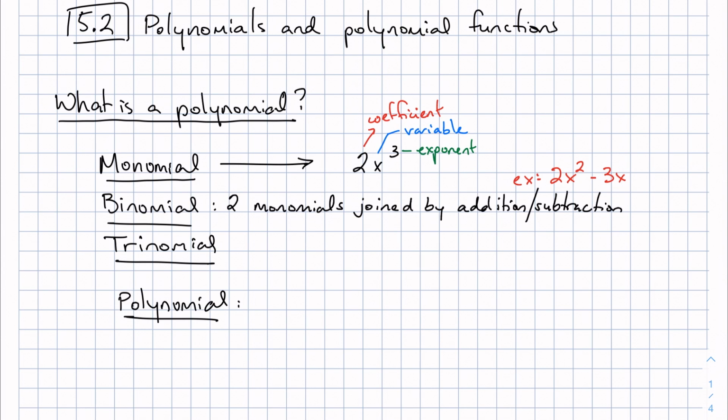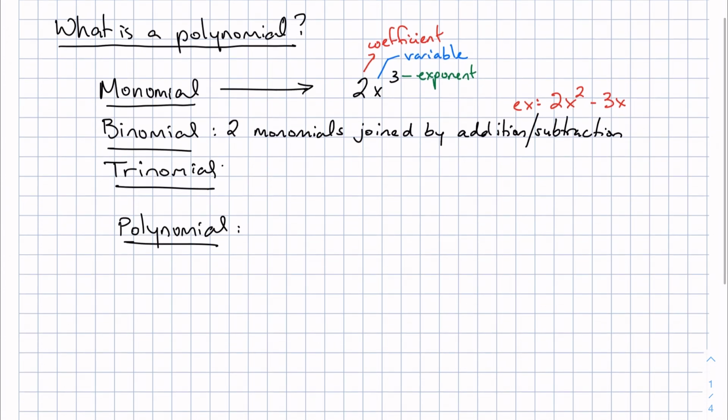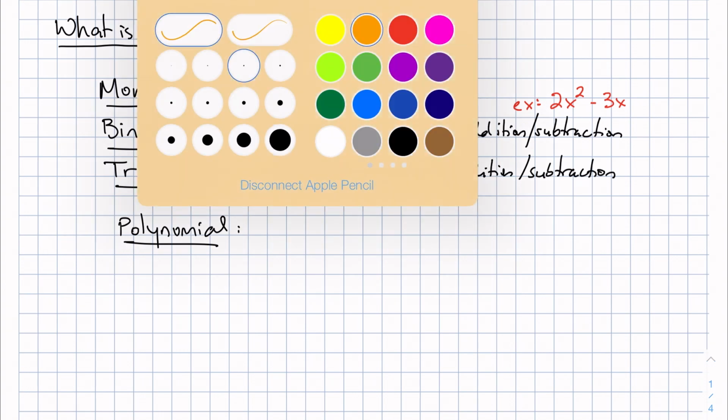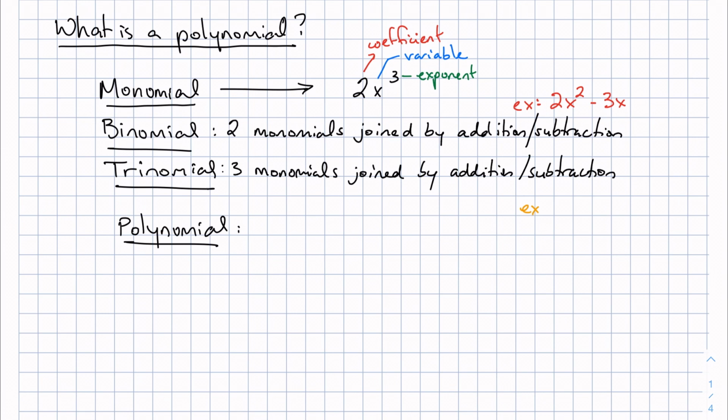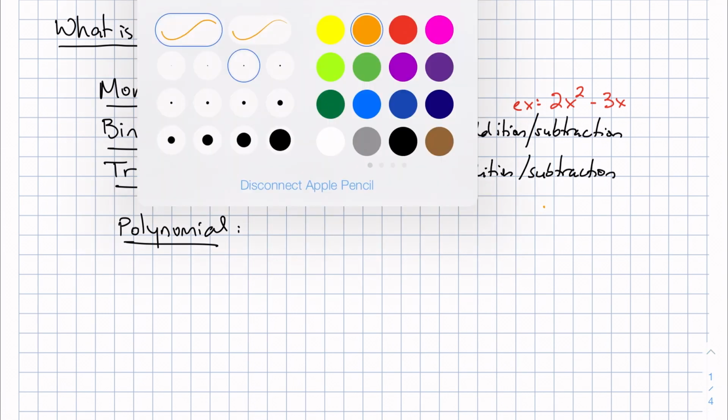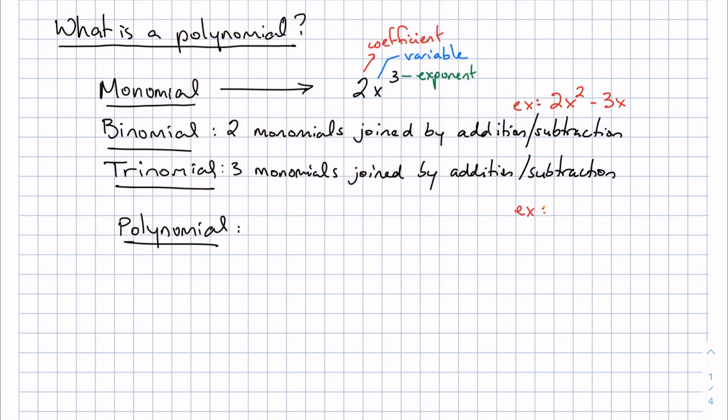Following prefixes again, tri, 3, think like a tricycle. So three monomials, same idea, joined by addition or subtraction. So for example, I could have something like this. Building off our last example, 2x squared minus 3x plus 5. I have three terms, trinomial, 3.